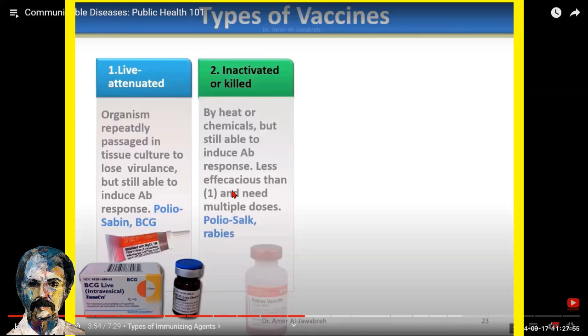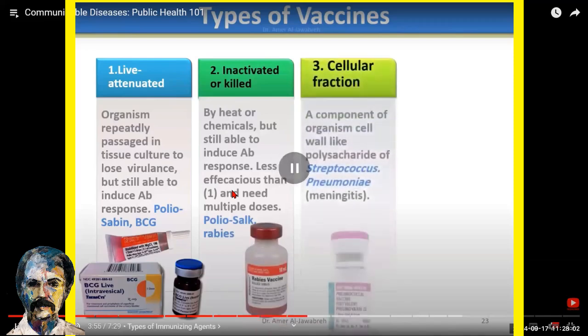Okay, an example of this is polio Salk. So we have polio Sabin, polio Salk. These are names of two scientists again. And rabies. The third one is cellular fraction.